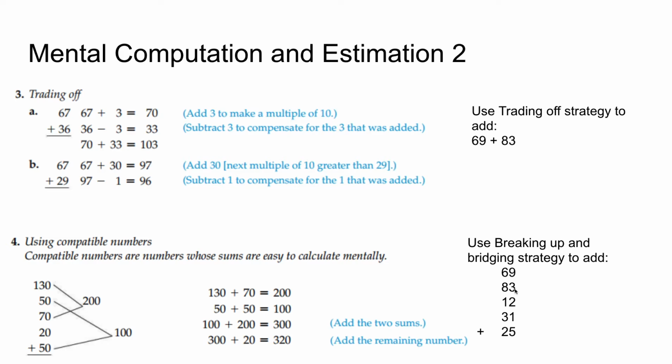83 and 12 is 95. And 95 and 25. What's 95 and 25? 90 and 20 is 110. And I have 5 and 5, another 10, so 120. I have 120, and previously I had 100, so 220. Okay.